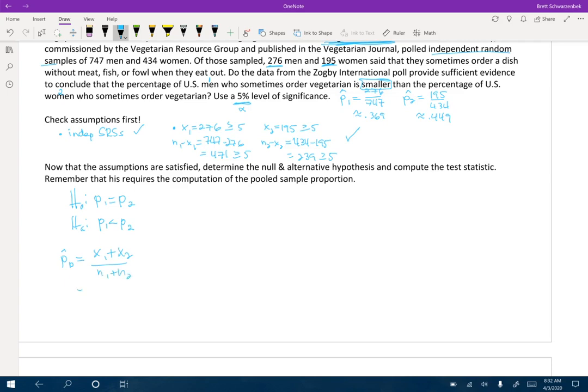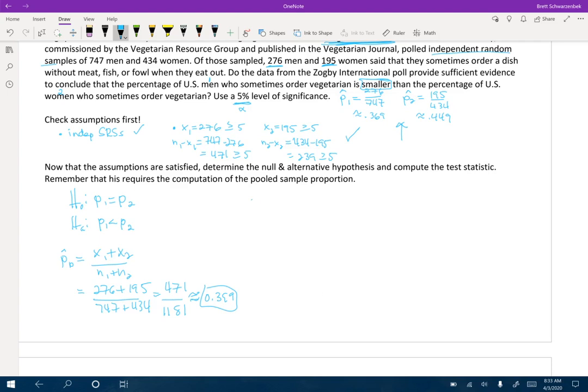That is going to be equal to 276 plus 195 over 747 plus 434, which is going to give us 471 over 1181, which is approximately 0.399. Okay, so this is our pooled sample proportion. So just to be clear, if you look at this number right here, you can see that it is a nice sort of middle ground between the two individual p-hats. So we use that in our denominator for our z-test.